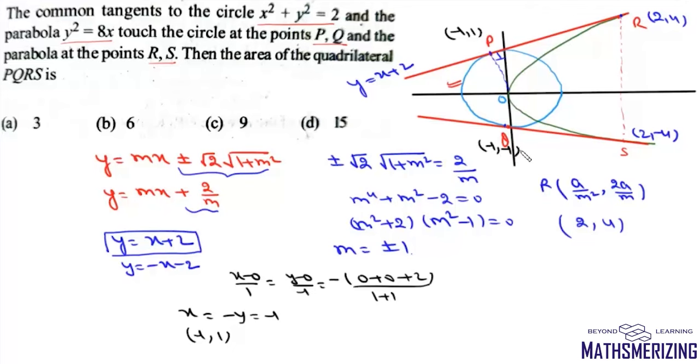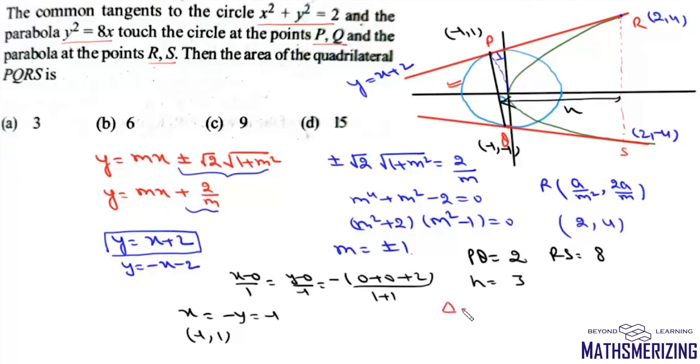Now we need to find the area of this quadrilateral PQRS. So basically it's a trapezium. What is the length of this side PQ? The length of PQ is 2 units. What is the length of RS? The length of RS is 8 units. And what is this distance? Suppose this is H. So H in this case is, it starts from minus 1 and goes to 2. So this is 3. So what is the area of this trapezium?